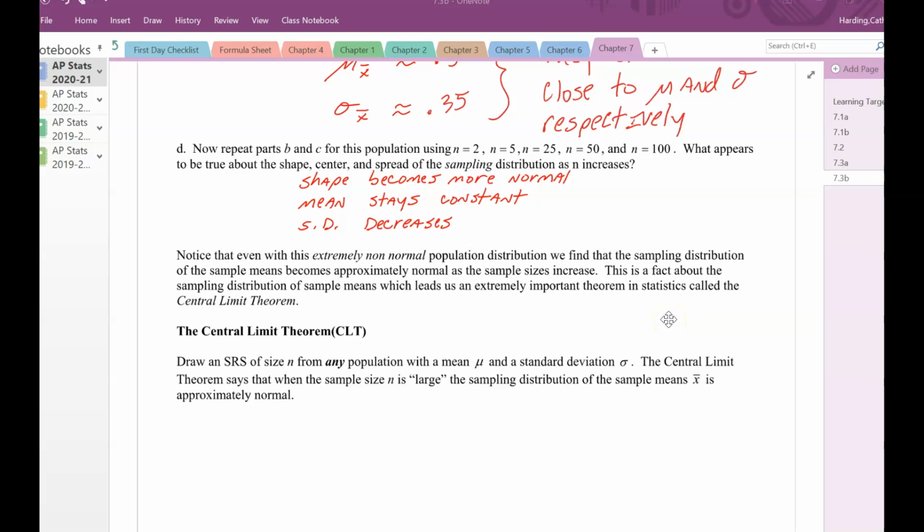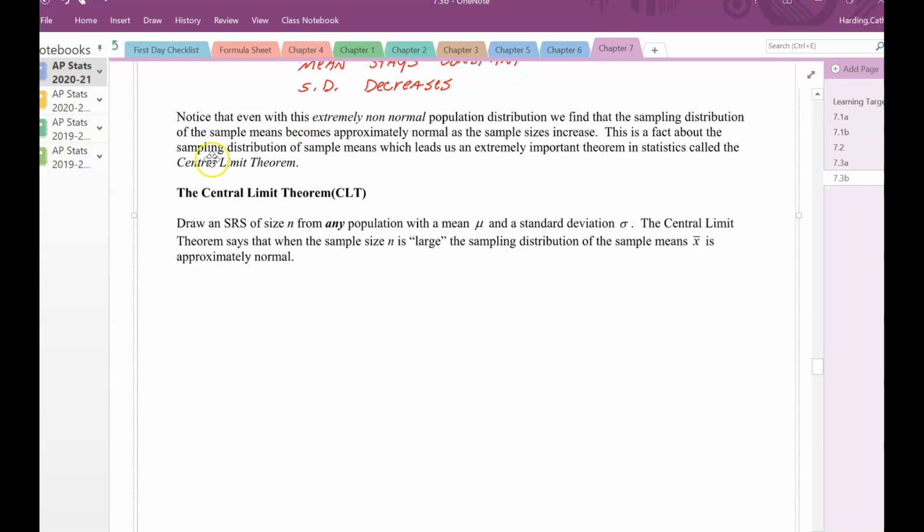This idea is something called the central limit theorem. The central limit theorem is the basis for a lot that we do in third quarter, so it's important to understand what this is saying. It says if you draw an SRS of size n from any population, doesn't matter what the shape is, with a mean, mu, and standard deviation of sigma, the central limit theorem says that when the sample size n is large, the sampling distribution of sample means is approximately normal. And that's regardless of what the population looks like.